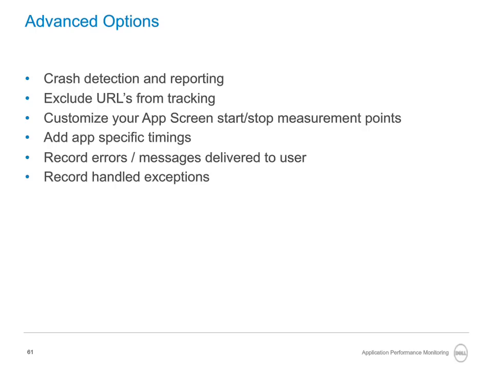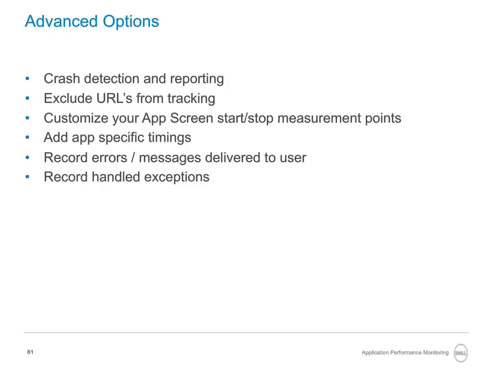So that's what you get for the 3 minutes of tying into your code. If you do want more data, you do have the ability of doing it. These are some of the more advanced options that we support. You can do crash detection and reporting, because a crashing app is worse than a poor performing app. You can also exclude certain URLs from tracking if you want, maybe because of privacy issues or performance issues. If you just don't want to track these, you have that ability to do so.